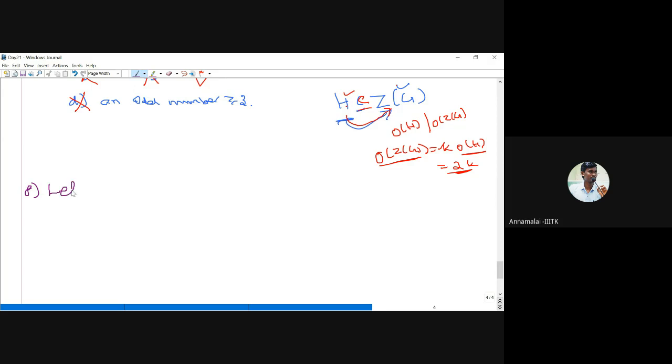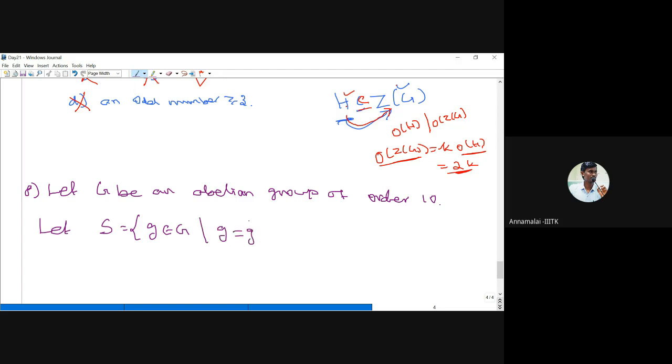So let G be an abelian group of order 10. Now let S be a new set. They define S as the collection of all elements G satisfying the condition that G should be equal to G inverse. So we are collecting the elements whose inverse is itself. Then the number of non-identity elements in S. The identity element always satisfies e equal to e inverse.